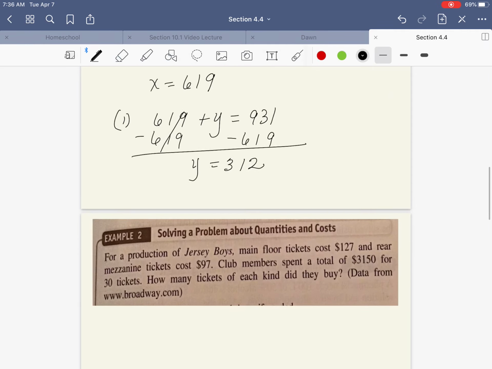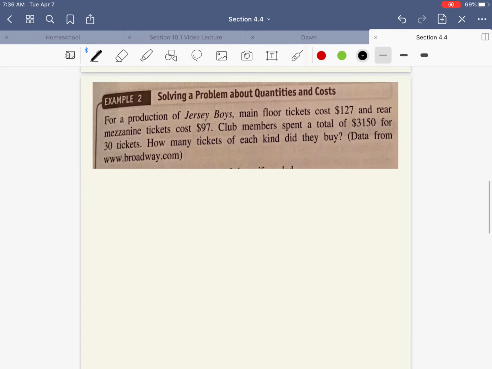All right, let's look at another one. For production of Jersey Boys, main floor tickets cost $127 and rear mezzanine tickets cost $97. Club members spent a total of $3,150 for 30 tickets. How many tickets of each kind did they buy? All right, so again, we have two unknowns. We have main floor tickets and we have mezzanine tickets.